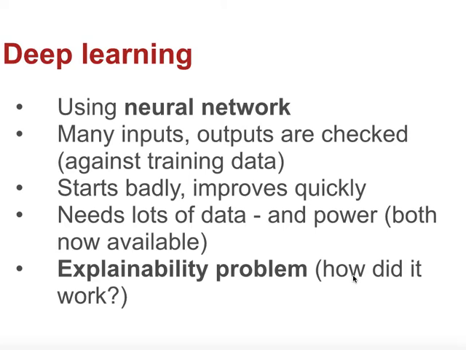It often has many inputs, and it starts quite badly. It doesn't perform well to begin with, but it improves very quickly. And the reason for that is that it uses a lot of power and it uses a lot of data. Now, until very recently, it was quite expensive to get access to both of those, the large amounts of data and large amounts of power, but those have become increasingly accessible in recent years. The big problem with neural networks and deep learning is it's quite difficult to explain how you got from the raw information to the final results.